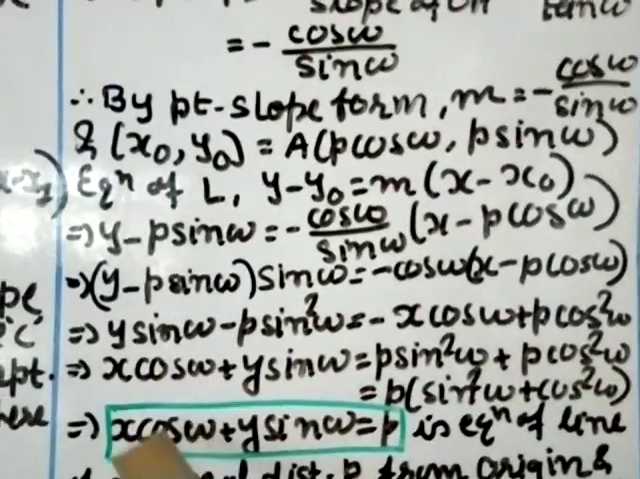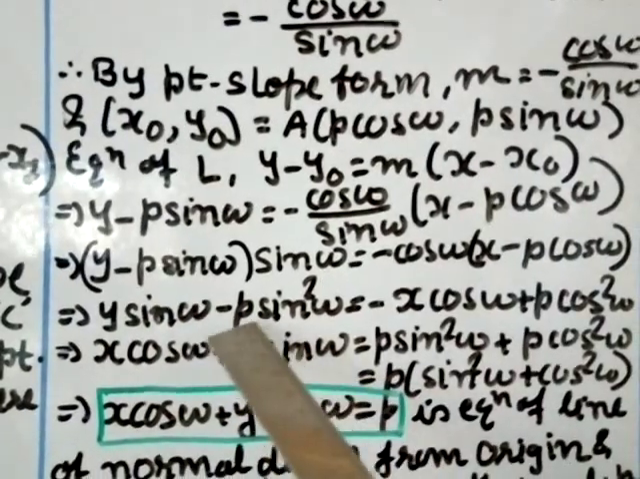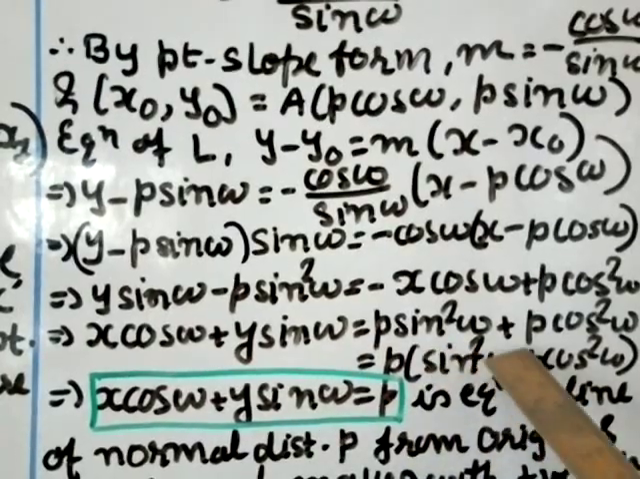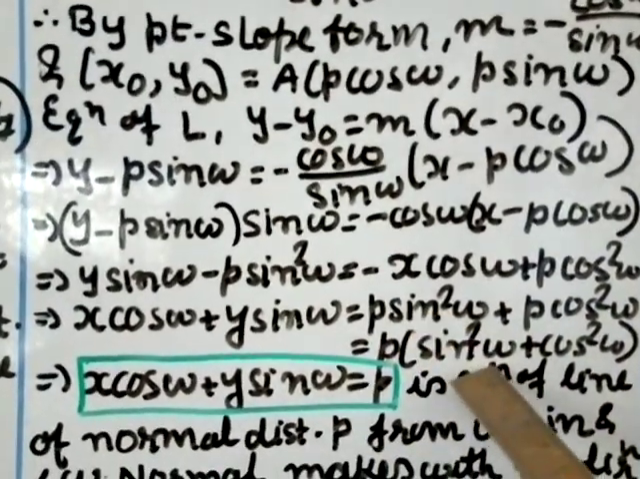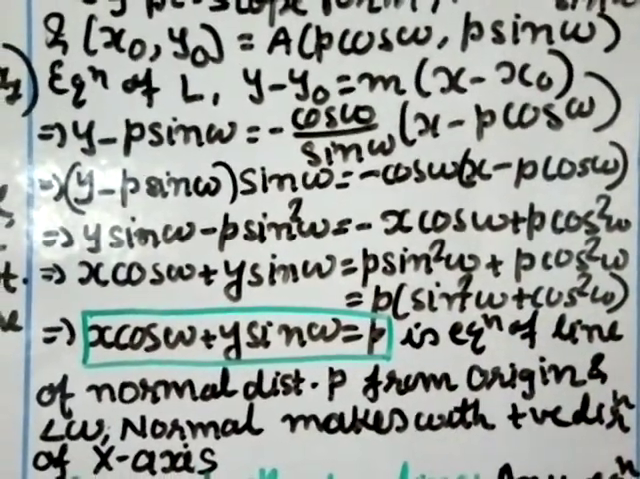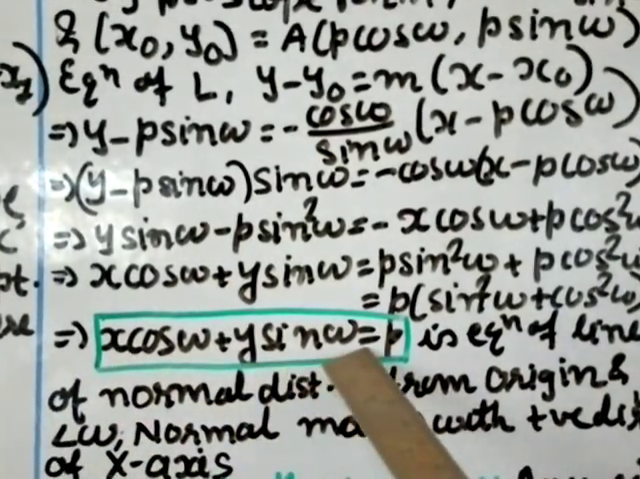Okay, now see, this negative value we transfer over here, so it becomes positive: x cos omega plus y sin omega. And this minus p sin square omega we transfer here, so it becomes plus p sin square omega, plus this one is p cos square omega. From this take p common, you get sin square plus cos square. By the trigonometric identity this value is 1, so here remains only p, and this side is x cos omega plus y sin omega equal to p.